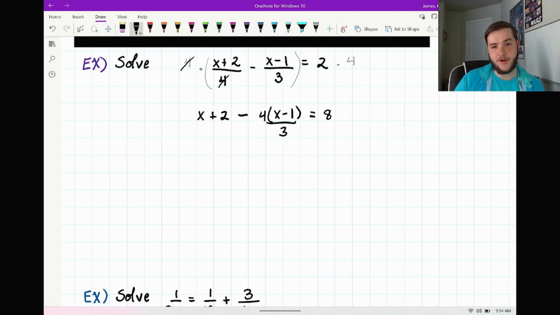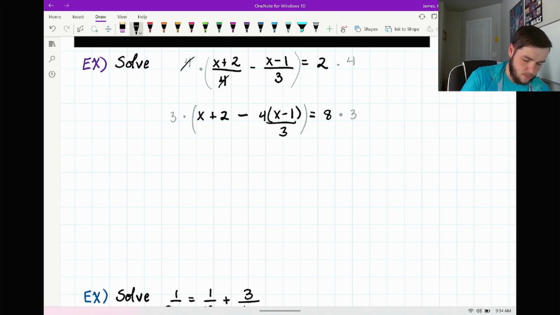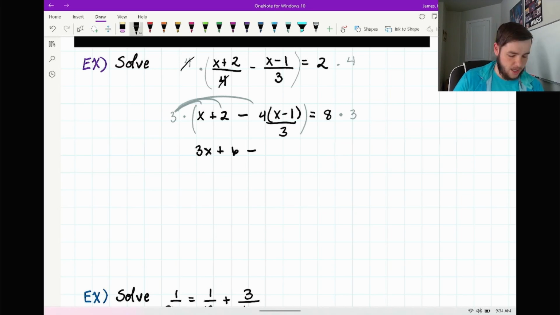I've still got another fraction, though. So how do I clear it? I multiply by its denominator on both sides. In my first term, remember, I have to distribute that 3 to all of the terms. I'm going to get 3x plus 6 minus, and now that 3 is going to cancel with the denominator in my fraction and leave me with just 4 times x minus 1 equals 24.